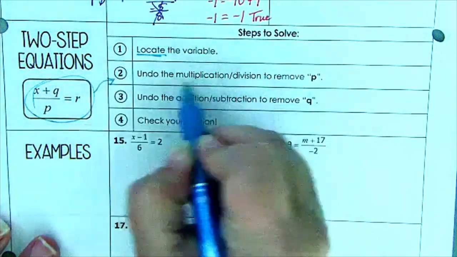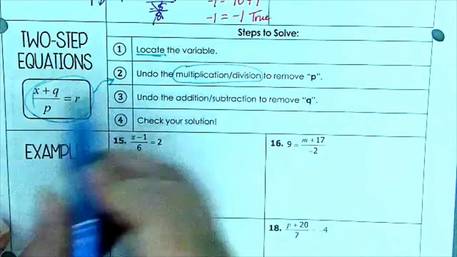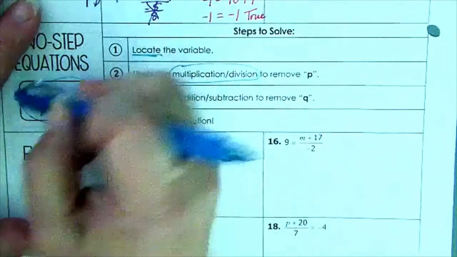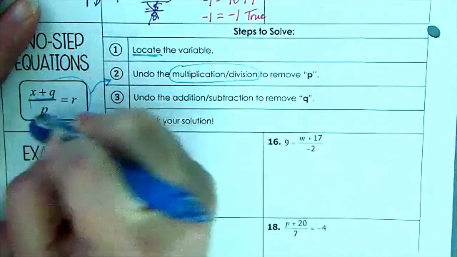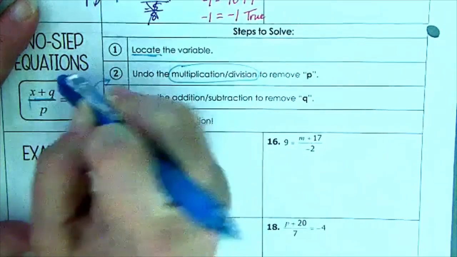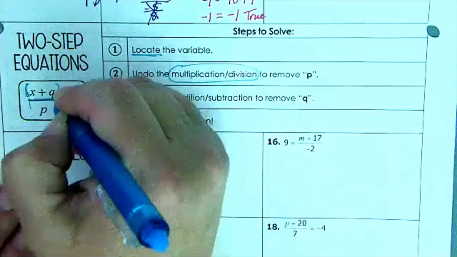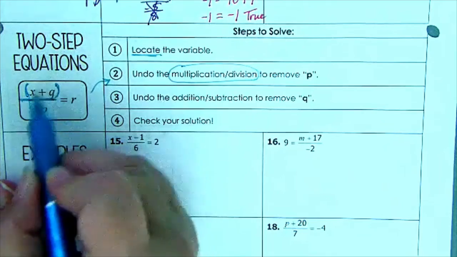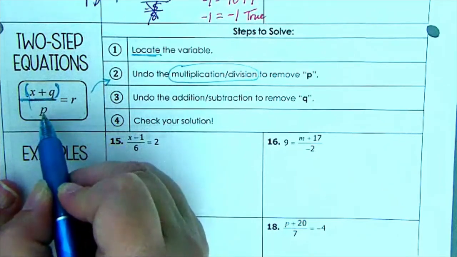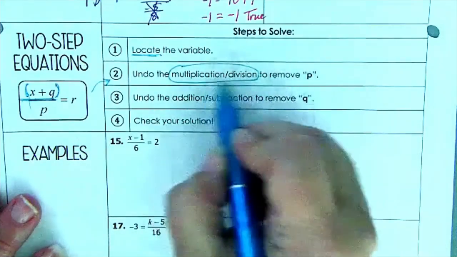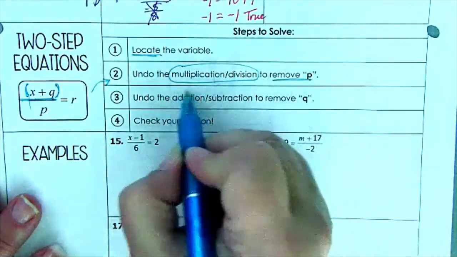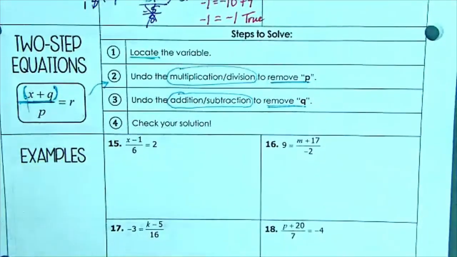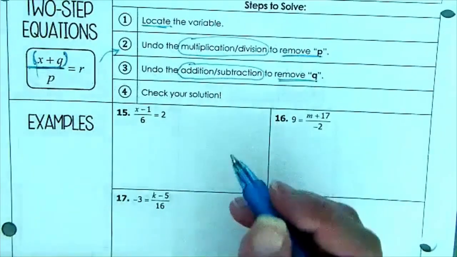Here you're going to undo multiplication or division first, because this fraction bar is like putting everything in the top in parentheses. It's like making a box. That's what this fraction bar right here does. It's like making a box to where we can't get inside of the top until we get rid of the bottom. So you have to undo the multiplication or division by removing P first, then you undo subtraction or addition by removing the Q, and then you check. All right, so here we go. Let's work a couple of these examples.